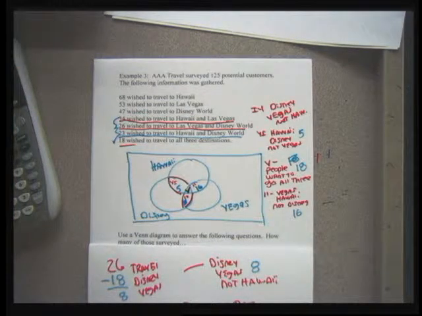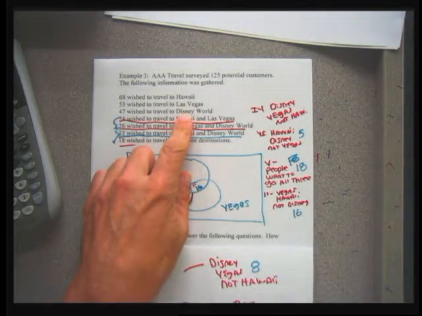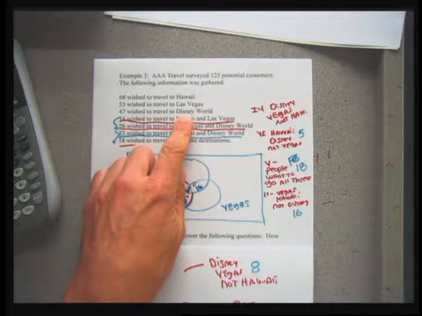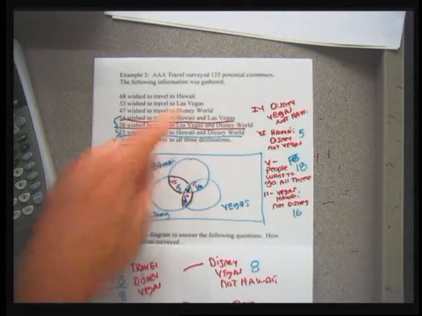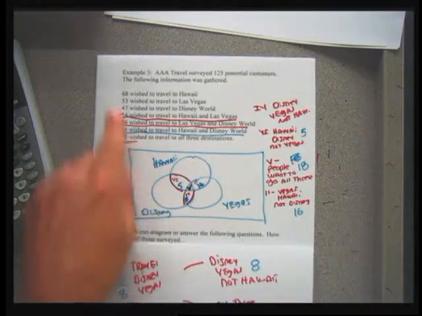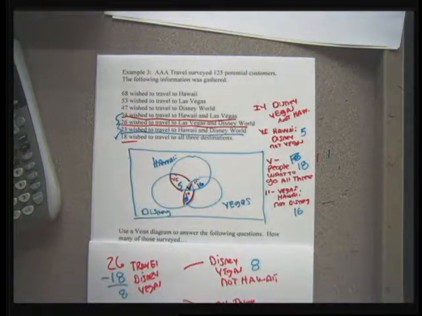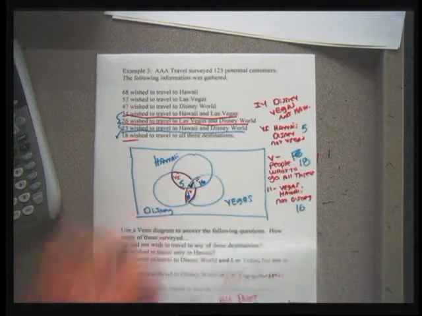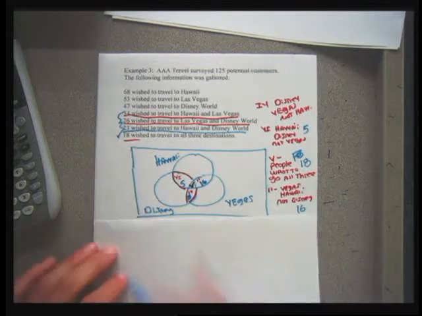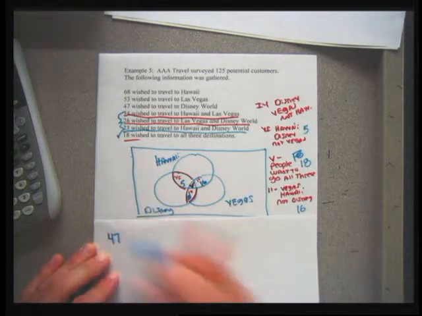The first number that I see here, 47, that wish to travel to Disney World, that doesn't mean they only want to go to Disney World. They at least want to go to Disney World. They may want to go to Disney World and Hawaii, but not Vegas. They may want to go to all 3. They may want to go to Disney and Vegas, but not Hawaii. So this number 47 gets broken up a bunch.